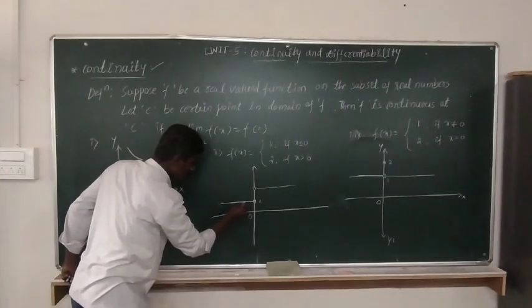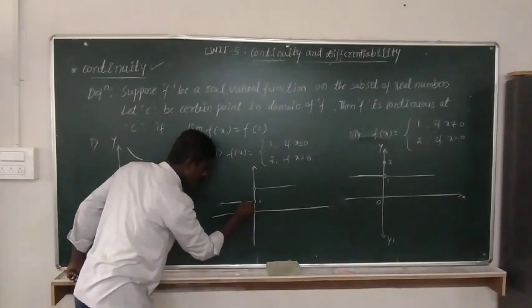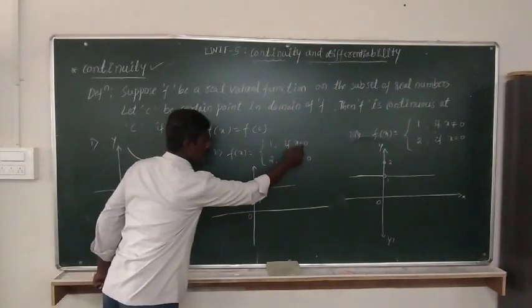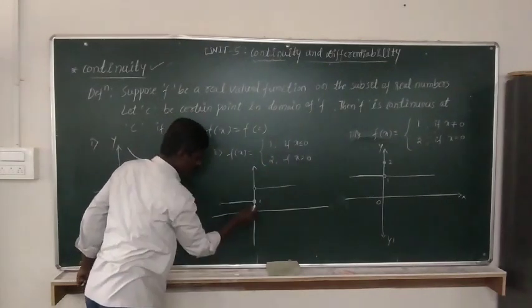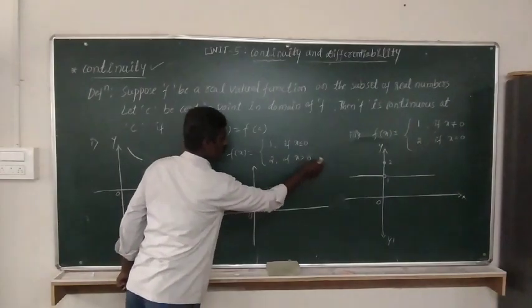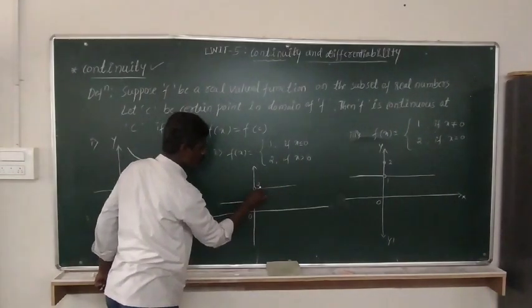So the graph is like this. The shaded portion indicates that the value is included here, x equals 0. For x less than or equal to 0, the value of the function is 1. When x is greater than 0, the value of the function is 2.